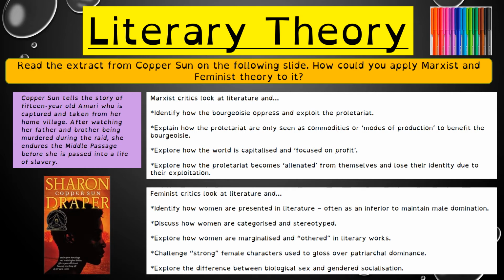How in the text can you see somebody being used as an object for profit? How can you see them being exploited? How can you see it as a capitalist world? How can you see that the character becomes alienated from their identity, from themselves, because of the divide between the rich and the poor?